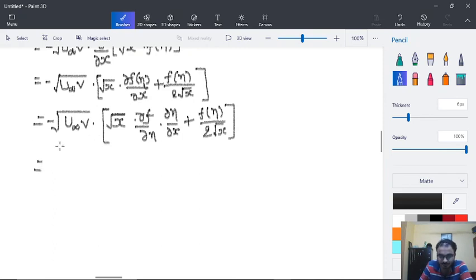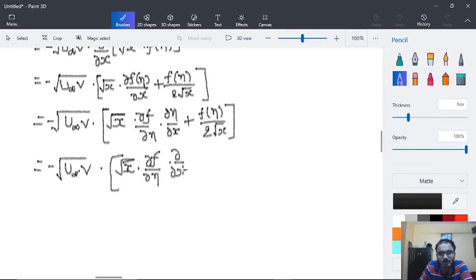So here, minus square root of u infinity into nu into square root of x into del f over del eta into del over del x into, instead of eta we can write down y into square root of u infinity divided by nu into x, plus f of eta upon 2 square root of x.